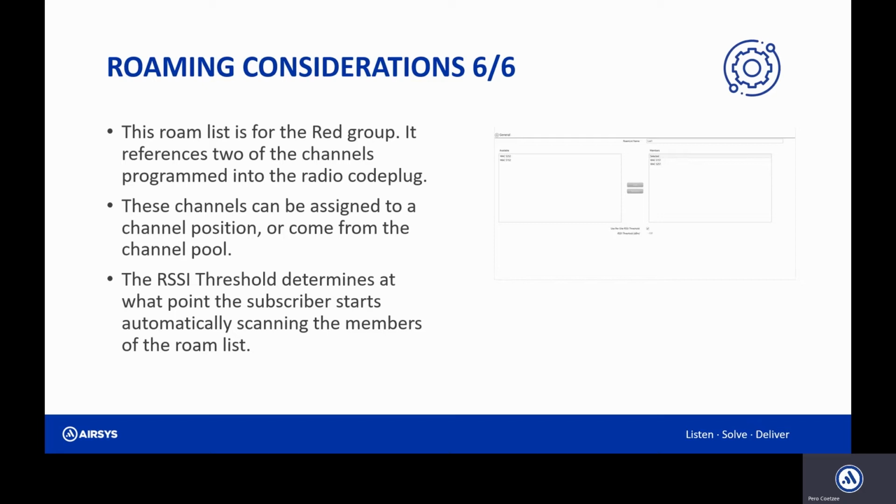The RSSI threshold determines at what point the radio starts automatically scanning members in the roam list. And this is something that you'll have to play with for the given system, because if you have overlapping sites, you might need to set your RSSI threshold level higher or lower so that it begins scanning for a new site at the right time. And you won't know what this level should be until after the system has been deployed.